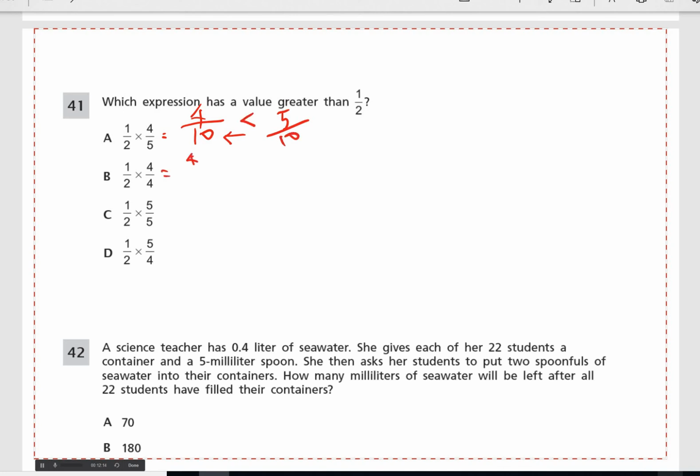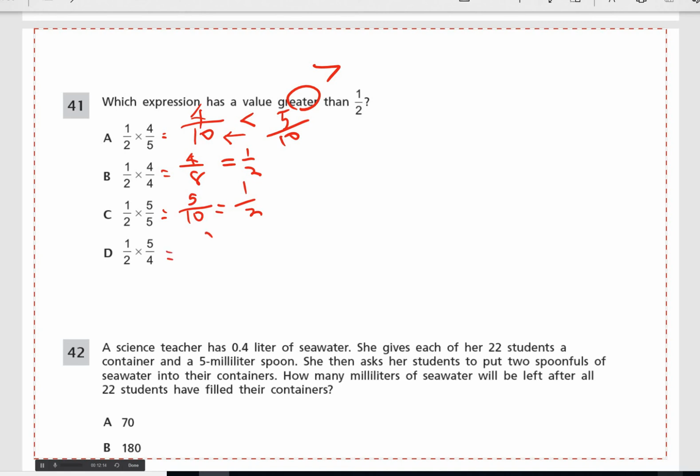Okay, so 1 times 4 is 4. 2 times 4 is 8. 4/8 is exactly half. So it's not greater, okay? You need to find a number that's greater. 1 times 5 is 5. 2 times 5 is 10. Again, it's exactly half, not greater.